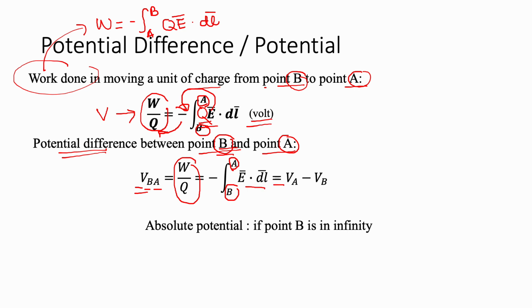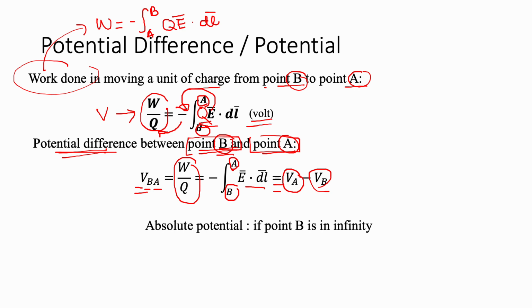It can also be calculated using the potential at point A minus the potential at the initial position, so VA minus VB. This is what we call the potential difference, meaning the potential difference between two exact points, in this case point B and point A.